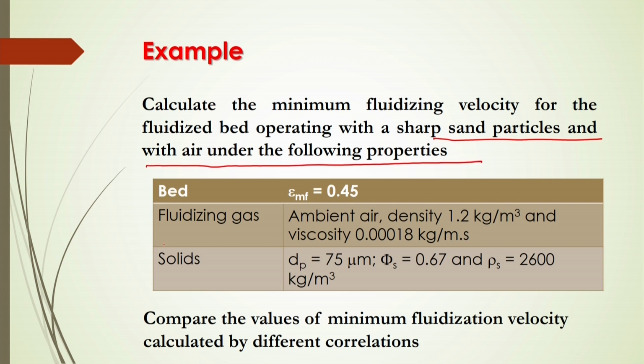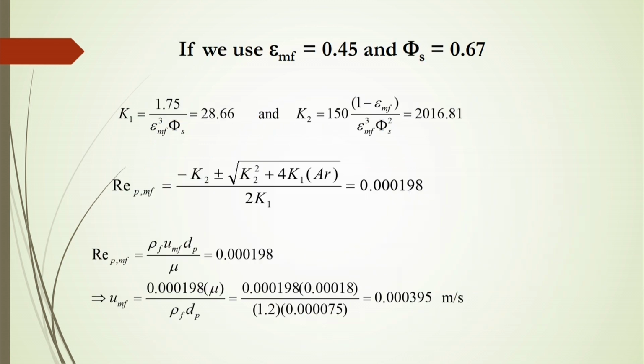Here the fluidizing gas is ambient air, density is 1.2 kg per meter cube, and viscosity is 0.00018 kg per meter second, whereas the solid is sharp sand particles of diameter 75 micrometer, and phi s, that is sphericity, is given as 0.767 and density is 2600. Now, compare these values of minimum fluidization velocity calculated by different correlations.